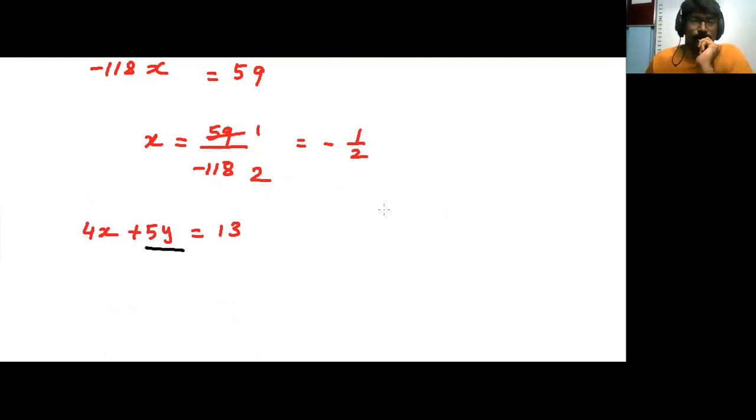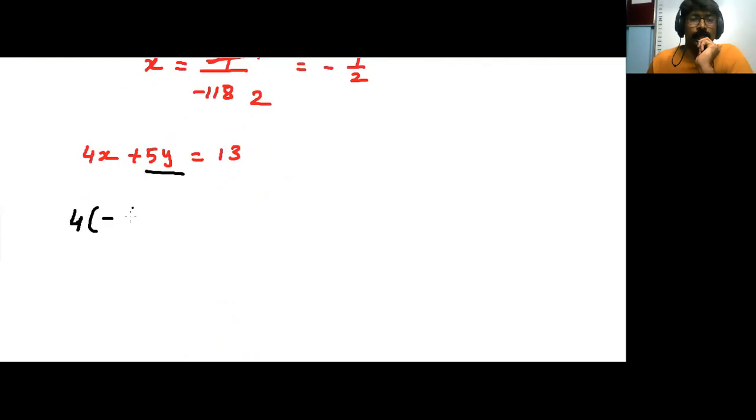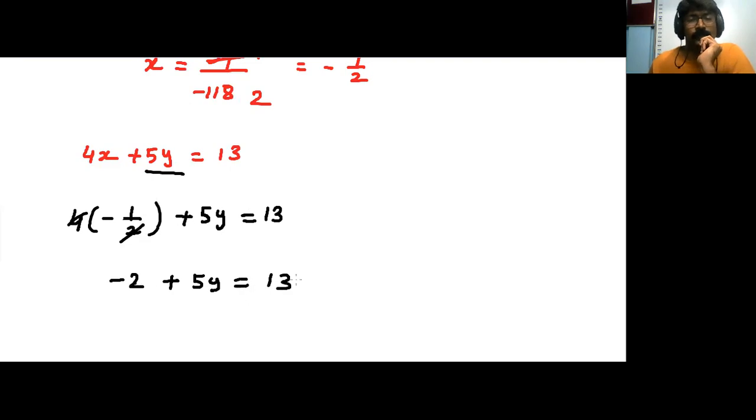Let's check. 4 into negative half plus 5y is equal to 13. So 2 ones are 2, 2 twos are 4. So negative 2 plus 5y is equal to 13. Taking this negative 2 to the other side, it will become 15. So 5y is equal to 15, which implies y is equal to 3.